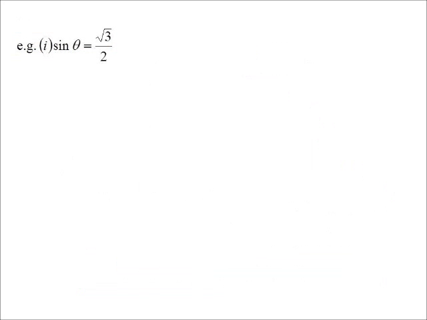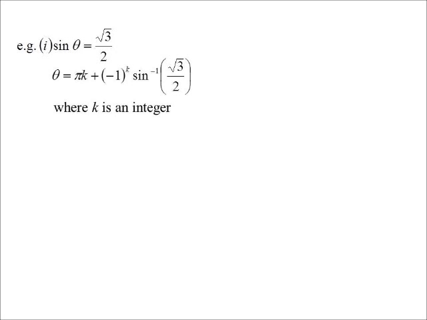All right, let's do them. Sine theta equals root 3 on 2. Notice it no longer is saying in between 0 and 360. It just wants all the possible answers. So theta will be pi k plus minus 1 to the power of k inverse sine of root 3 on 2, where k is an integer. I know what the inverse sine of root 3 on 2 is. So I can write that as pi k plus negative 1 to the power of k pi on 3.